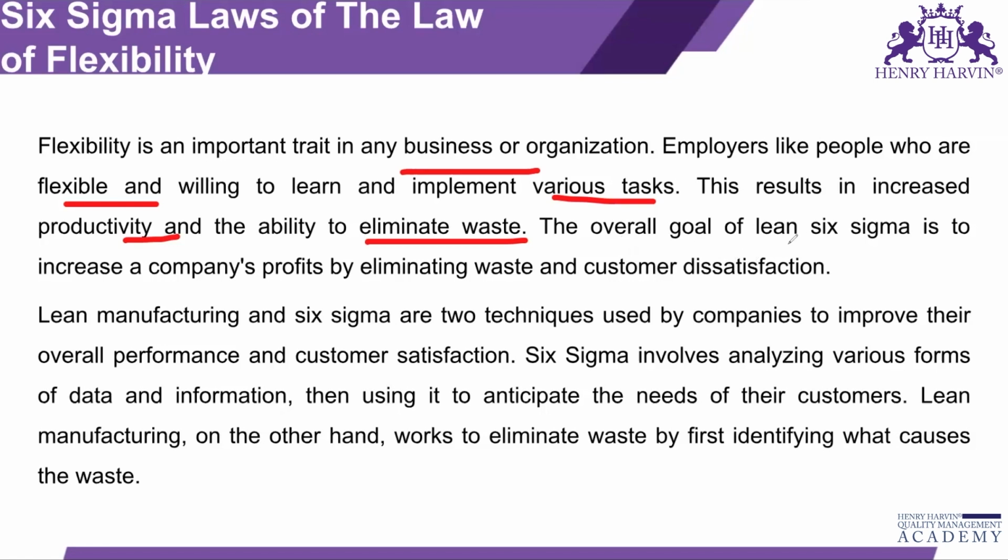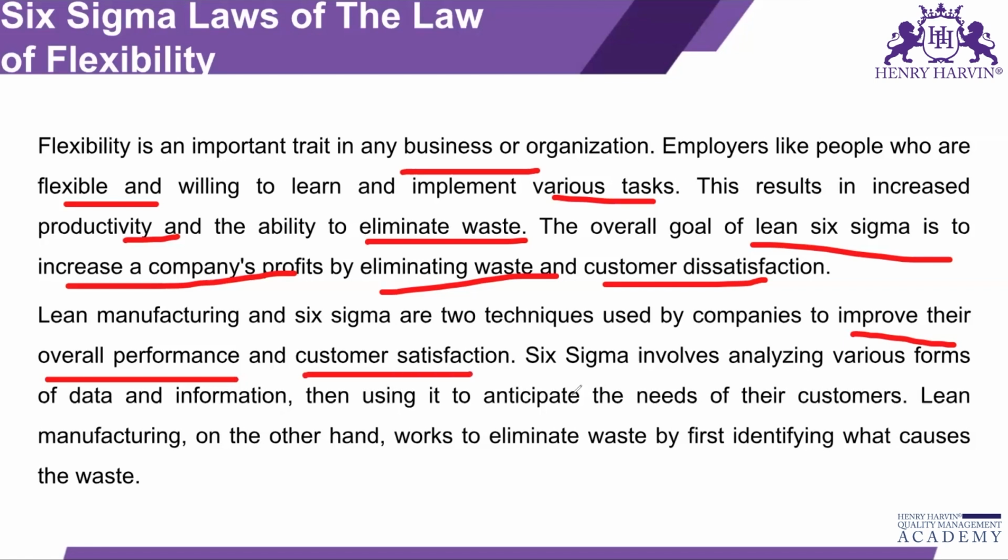All right. So the overall goal of a Lean Six Sigma company, any company, is always going to be increasing the profitability and eliminating or mitigating the waste, as well as eliminating or reducing the customer dissatisfaction. So here we have two techniques used by the company to improve their overall performance and customer satisfaction, because mitigating waste, reducing waste is already a part of Six Sigma. So Lean Six Sigma focuses on what? Overall performance and customer satisfaction, right?